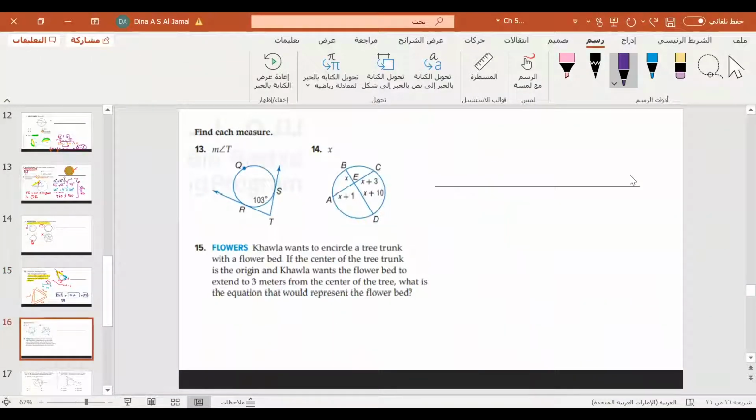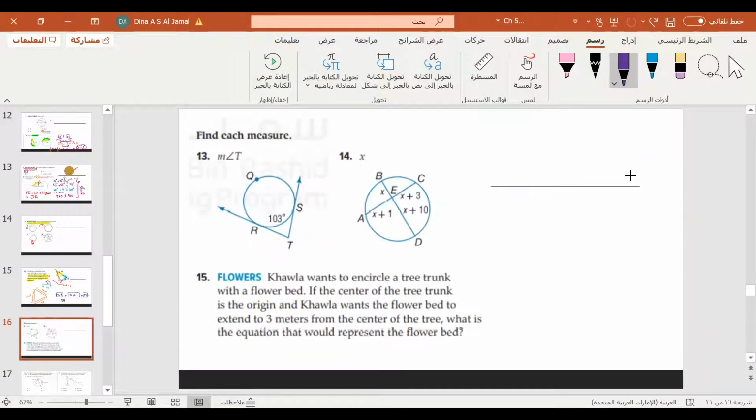And now let's go to this question. Find each measure. Now pay attention to the difference between question 13 and question 14, what he's asking you in each question. So he gave you here a circle where you will be having two tangents and they are having an intersection point with an angle with a vertex outside.